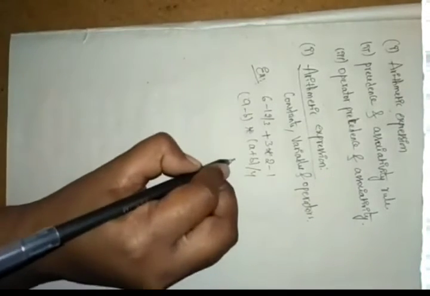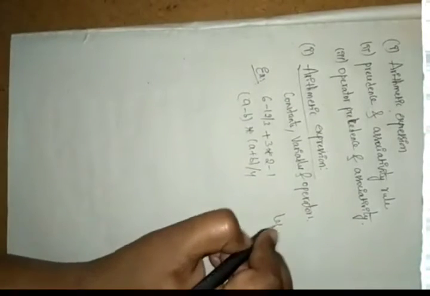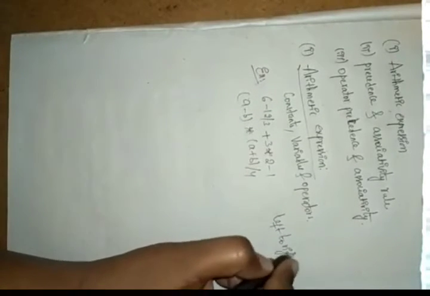In the BODMAS principle, whatever is in the parentheses is evaluated first. We give preference to that. If there are no parentheses, you perform the arithmetic expression from left to right. If you don't have anything else, you give left to right preference.